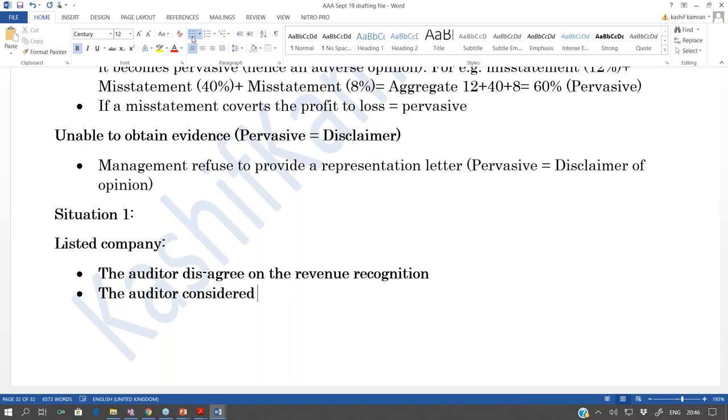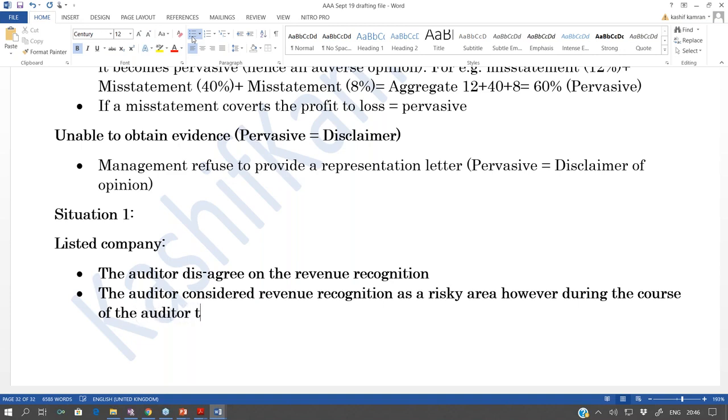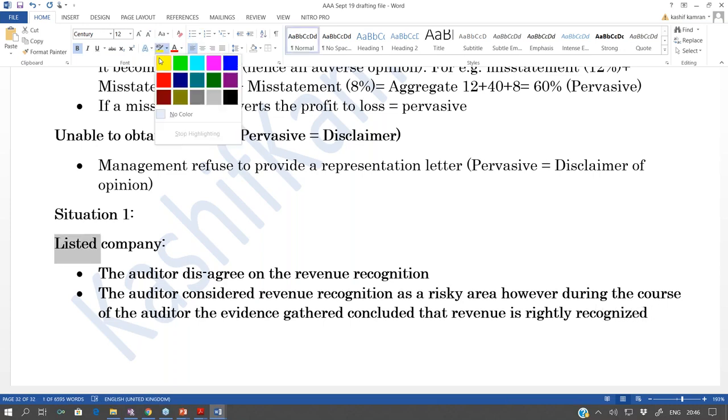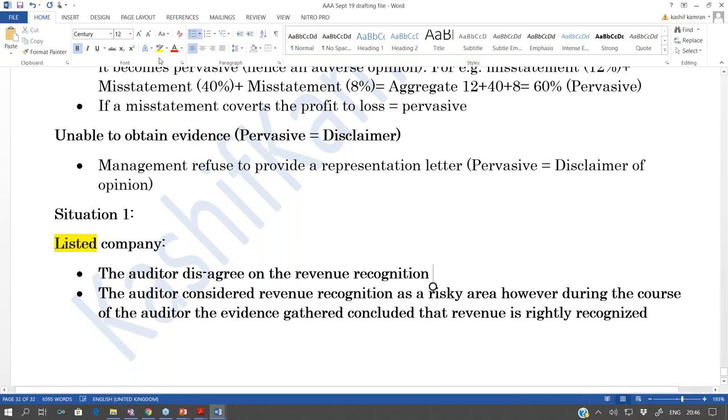considered revenue recognition as a risky area. However, during the course of the audit, the evidence gathered concluded that revenue is rightly recognized. Revenue is rightly recognized. And we are thinking about a company which is listed. What should I do in the first situation? The auditor disagrees on revenue recognition.